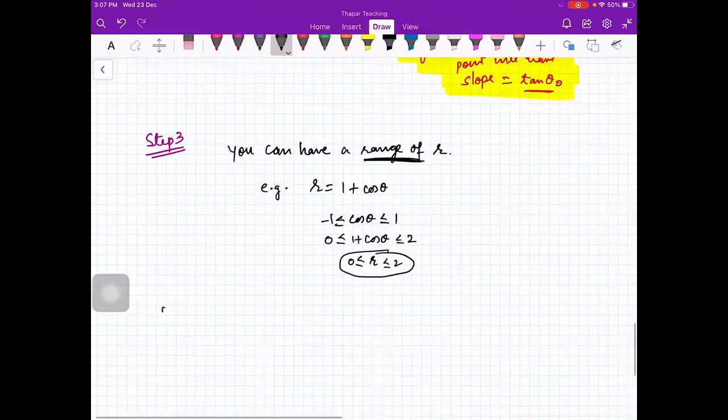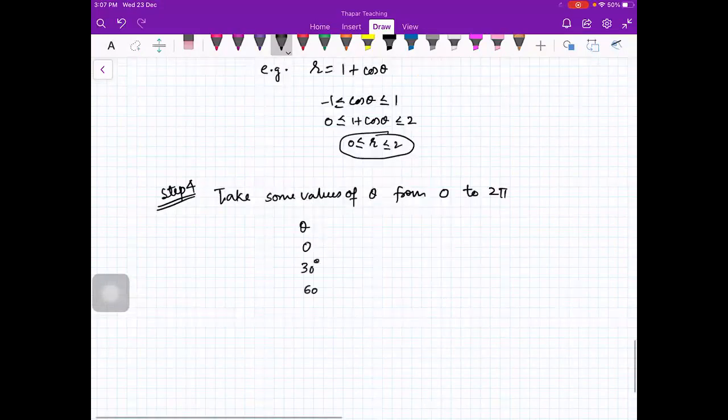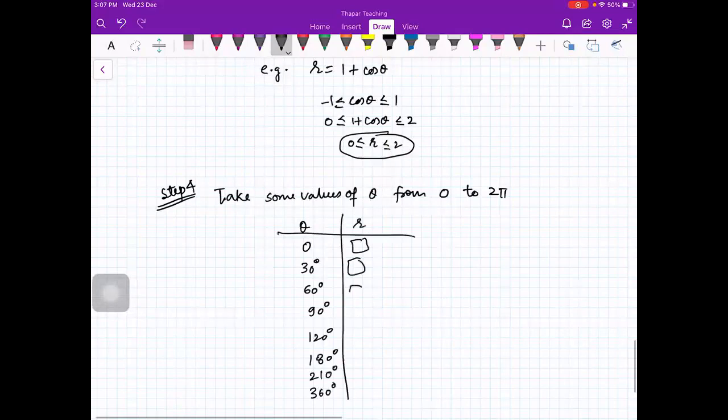Step 4 is you take some values of theta from 0 to 2 pi. Say you take theta equal to 0, 30 degree, 60 degree, 90 degree, 120 degree, 180 degree, 210 degree, 360 degree, and correspondingly you can have some values of r. So you get some points which are on your curve. With this information you will plot your curve.